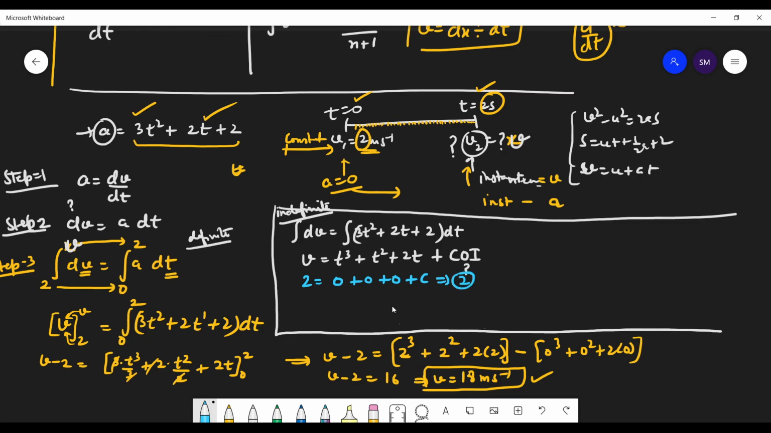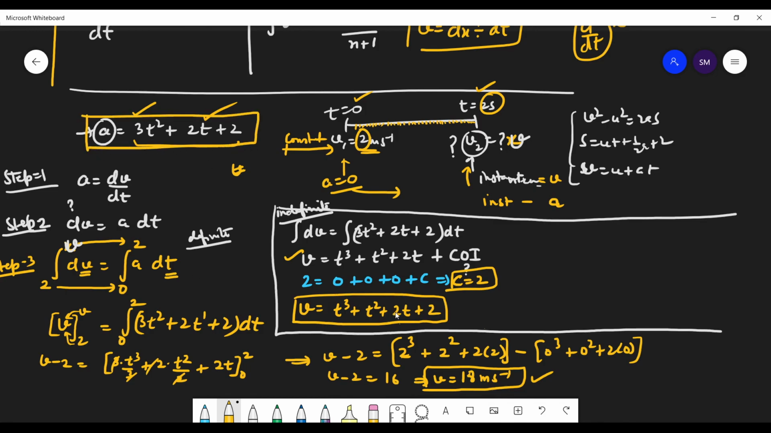Okay, yes. So c is equals to 2. Is it okay or not? Okay, sir. So now you have got the constant of integration as 2. Now you get the function. This was your function, but the only problem was there was constant of integration. So now you can write your function: t cube plus t square plus 2t plus 2. So that's your velocity function. So you have acceleration function and you have velocity function.